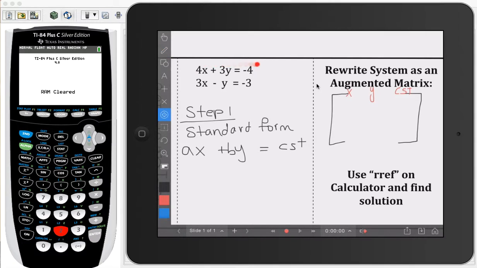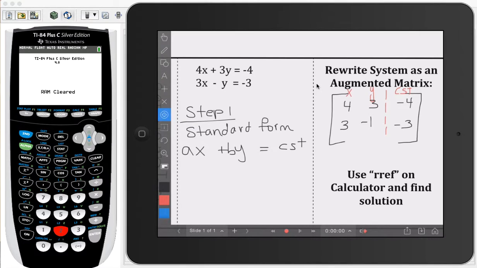So let's look at the first equation. We have the coefficient 4 for x, the coefficient 3 for y, and the constant is -4. I represent the equal sign by a vertical dotted line to show where the equal sign is. Now if you look at the second equation, x has the coefficient 3, y has the coefficient -1, and the constant in this case is -3. If any of the variables is missing, I represent that with a 0 for that variable.